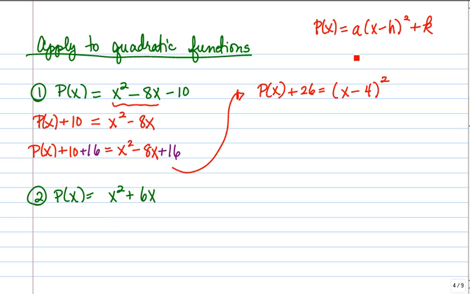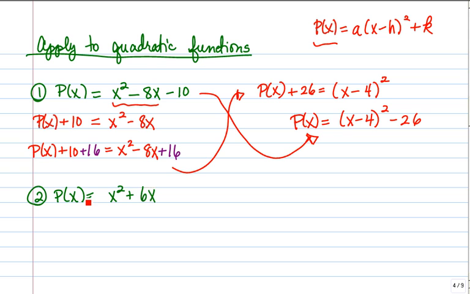Now all we have to do is get it in this form where we have p of x on one side, so we can move that 26 over to make this p of x equal to x minus 4 squared minus 26. Okay? So now we can see how this original equation really is a translation of the basic parabola by moving 4 units to the right and 26 down.